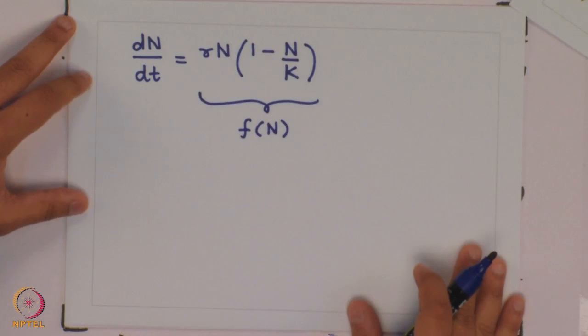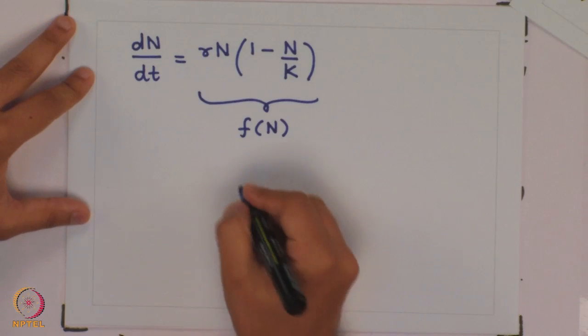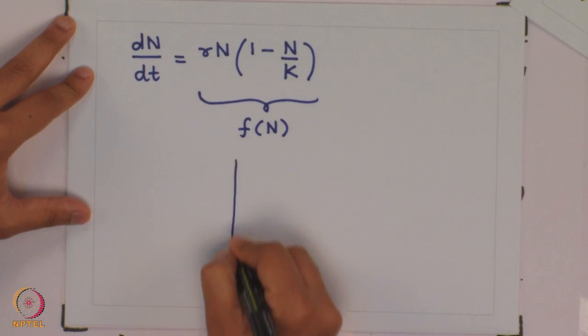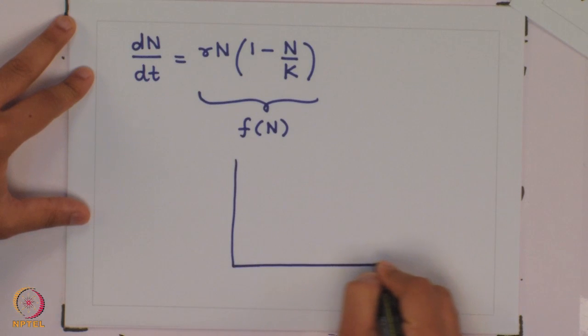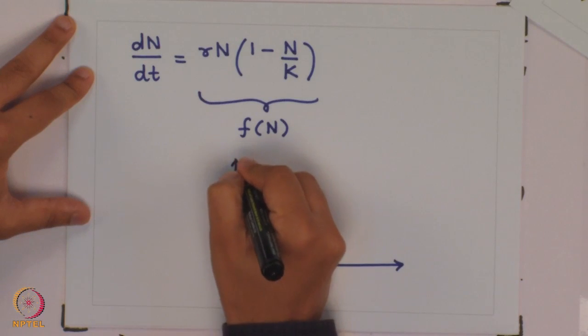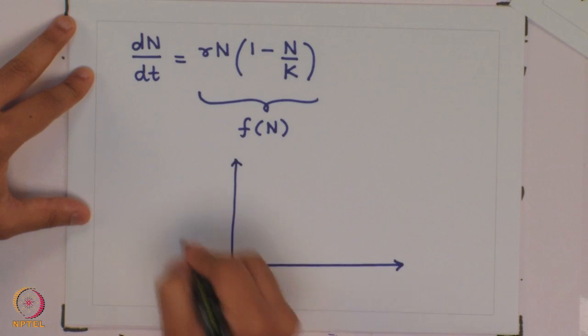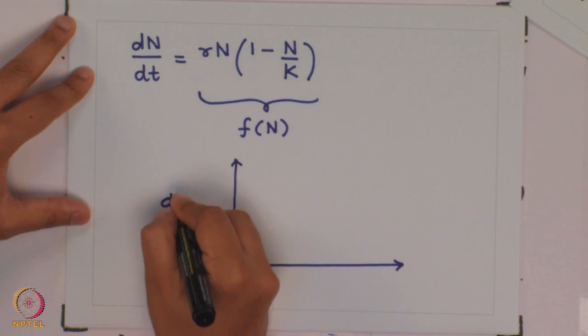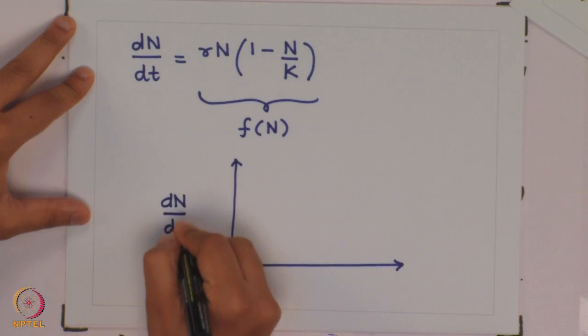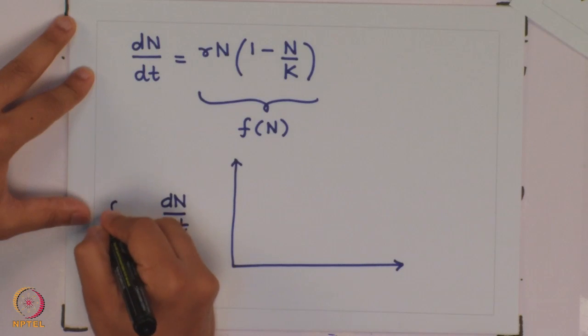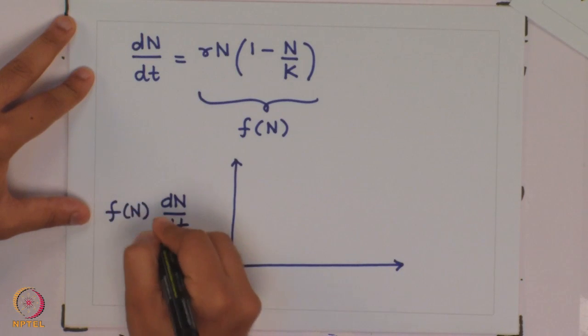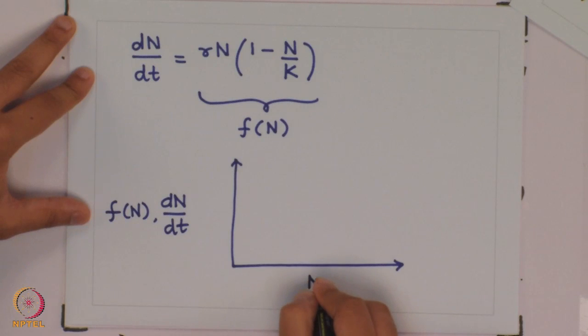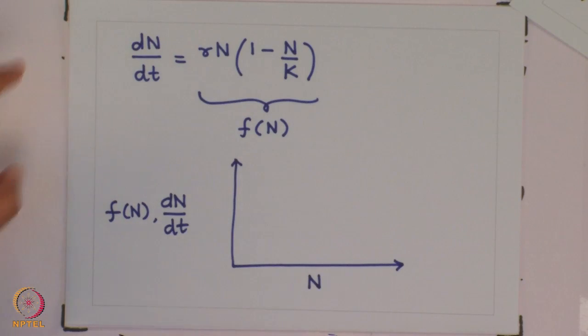So, what we are going to do is try and do a sketch of what happens to the quantity dN by dt, in other words F(N), as we change N. That's the graph that we are going to try and plot, and we'll see what sort of insights this graph gives us.